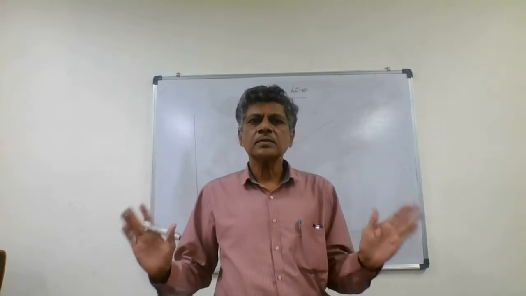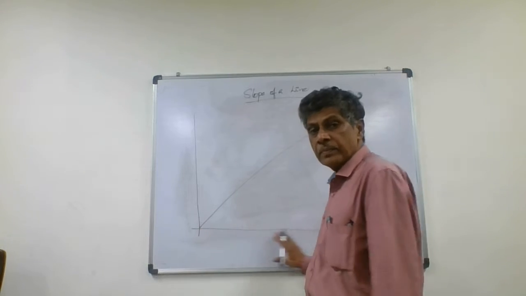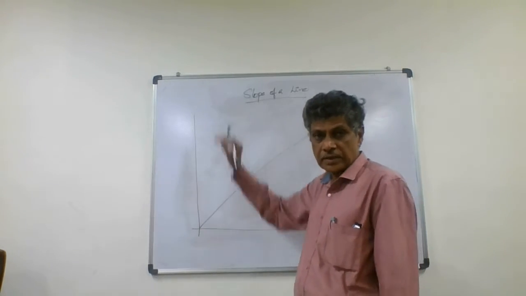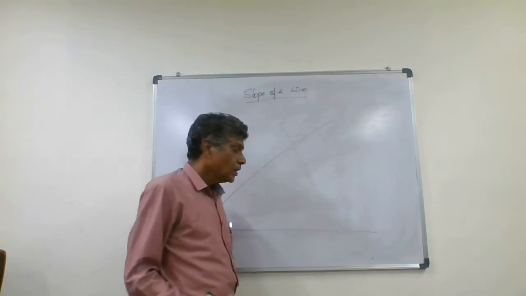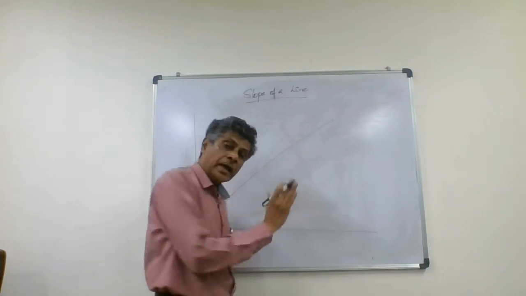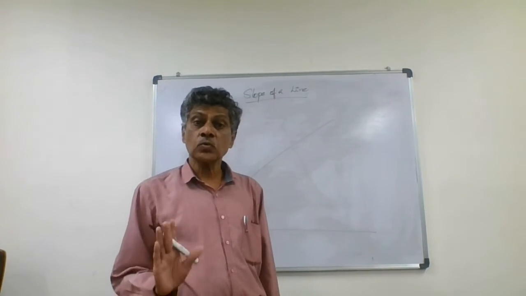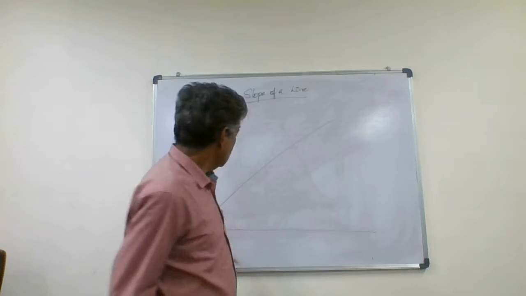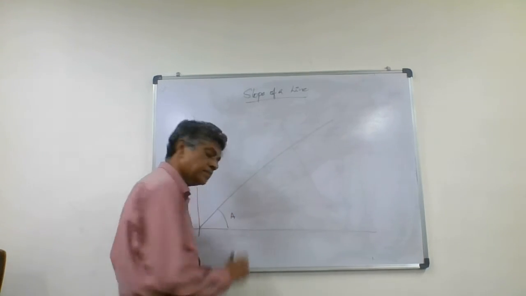We have taken some origin, and basing on that origin we have planned an x-axis and a y-axis. Now every line you draw will have an angle with the x-axis. That angle is called the slope of the line. So this has an angle, and we are talking about this angle, angle A.